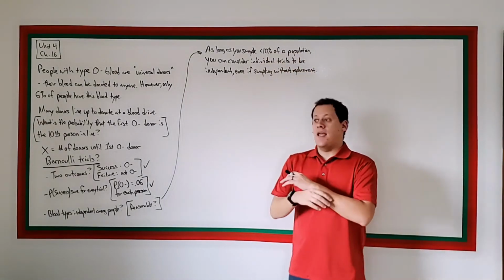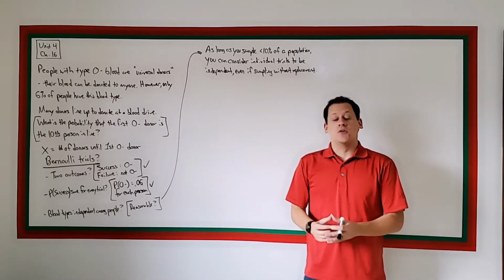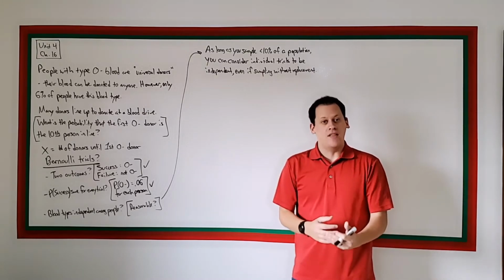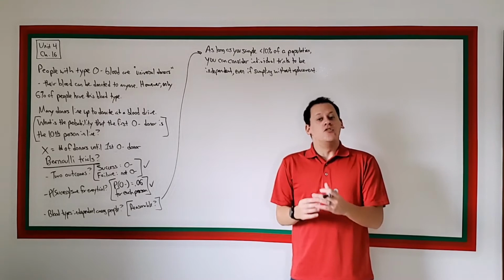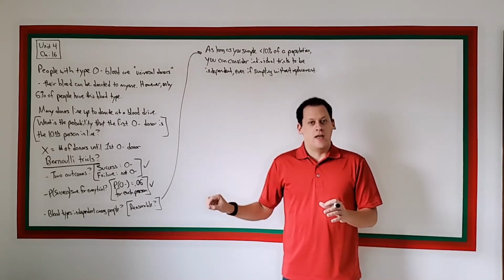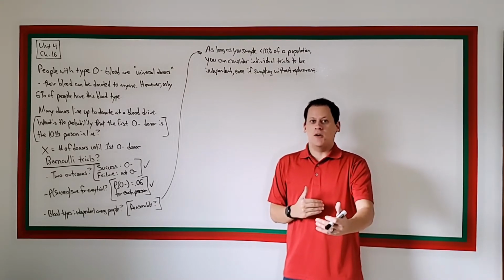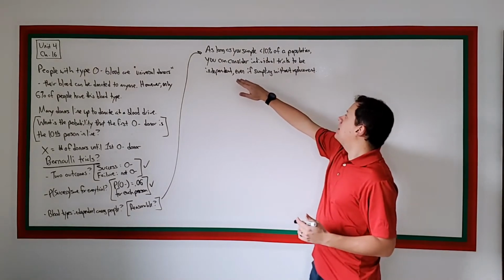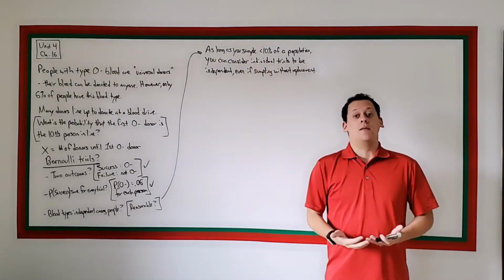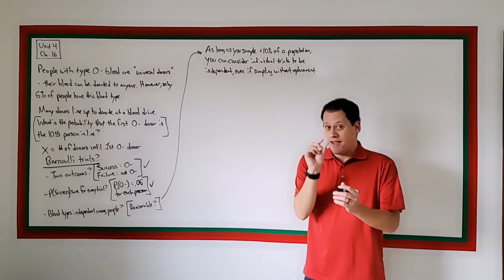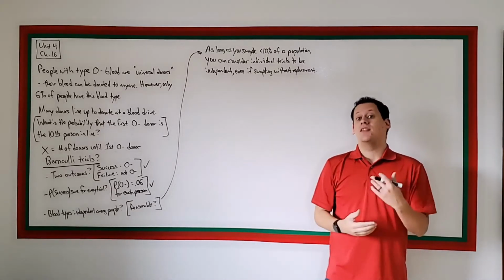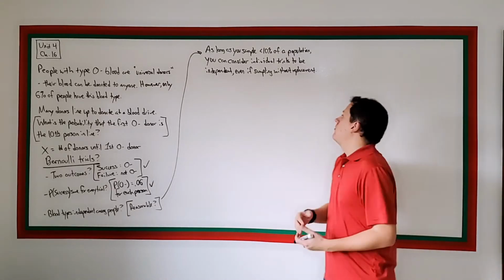So if you've got a very large population and you are sampling less than 10% of that population, then those probabilities, even if you sample without replacement, are not going to be changing very much, and you can actually consider individual trials to be independent, as long as you're sampling a small fraction of the population, less than 10%, right?